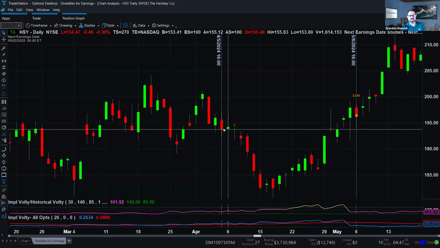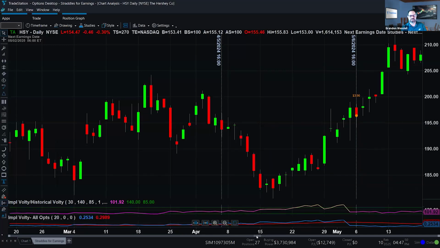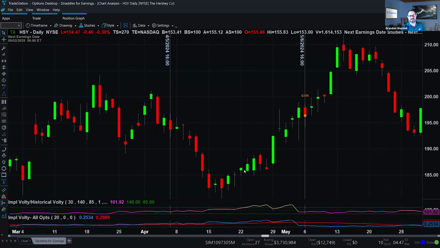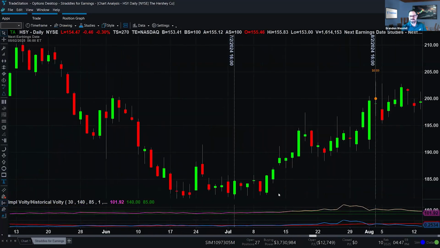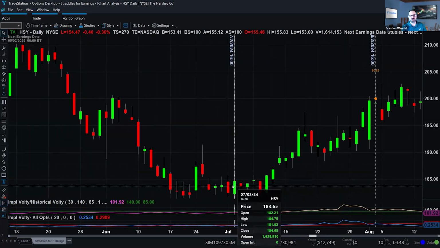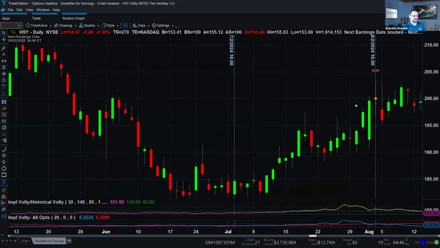This one is easier because I had it labeled. And that one really didn't move. I mean, it moved in the interim, but overall, it went nowhere. Kind of funny how that works. And this one has a big move. We went from roughly 183 to 199. So we went about 16.